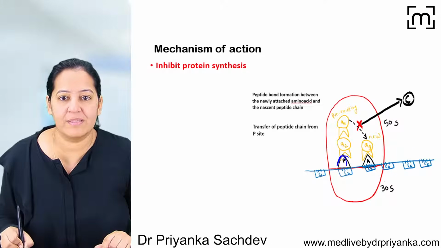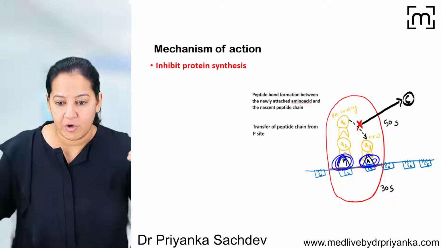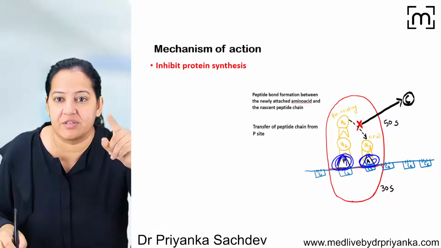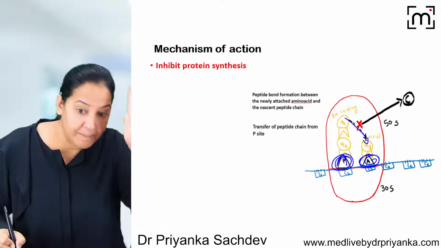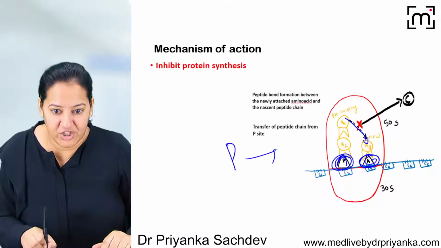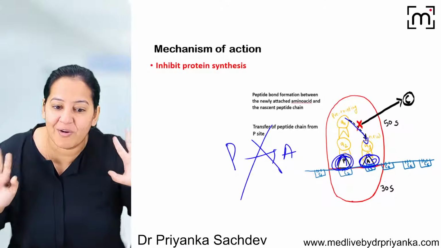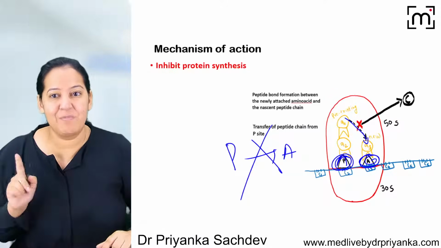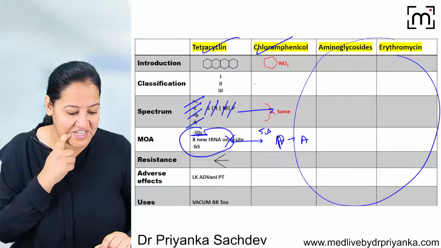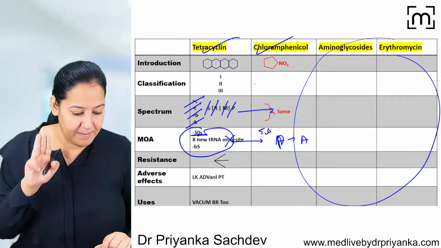So this is the amino acid on P. This is the amino acid on A. Normally they form a peptide bond with each other. And after forming the peptide bond, the P is shifted to A. P to A shift, P window to A. This is blocked by chloramphenicol. The third step. So it is blocking step number 3. Say yes if you got it.